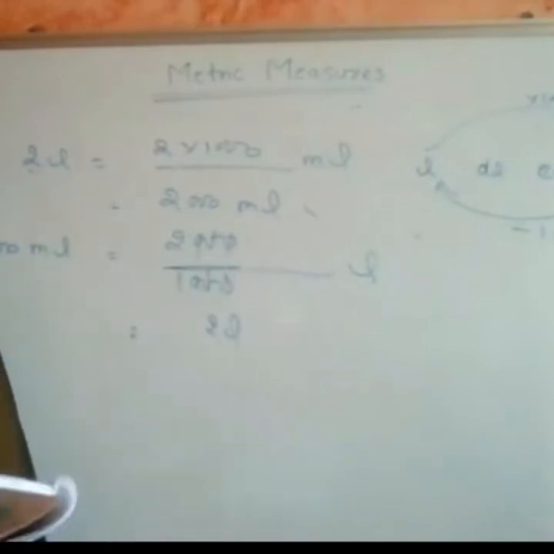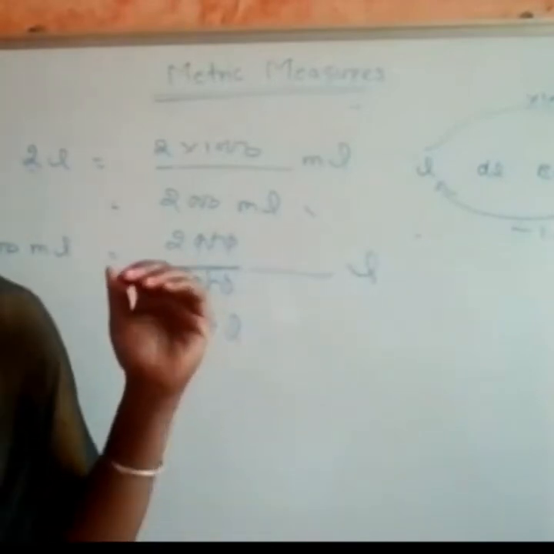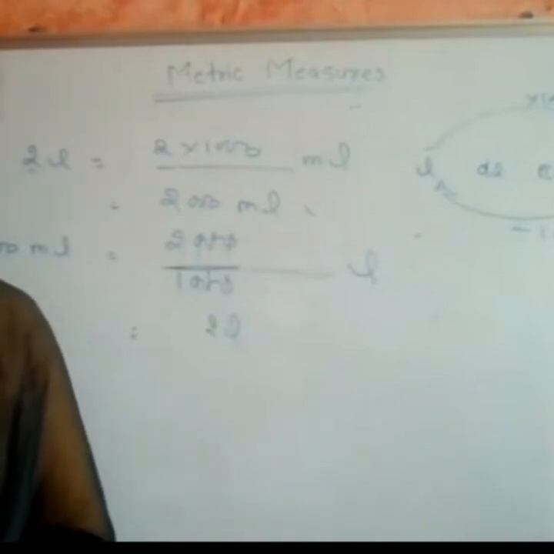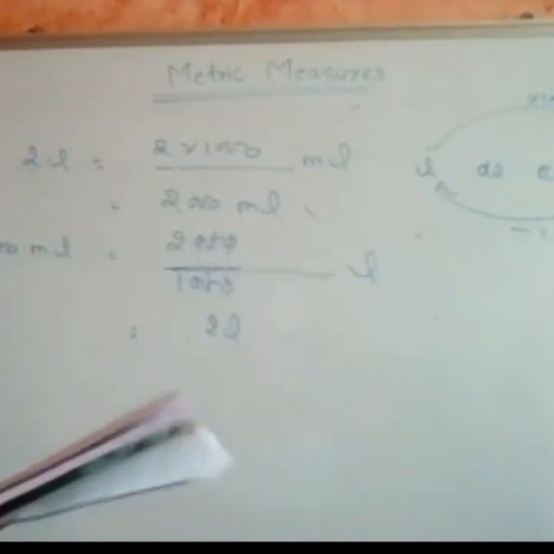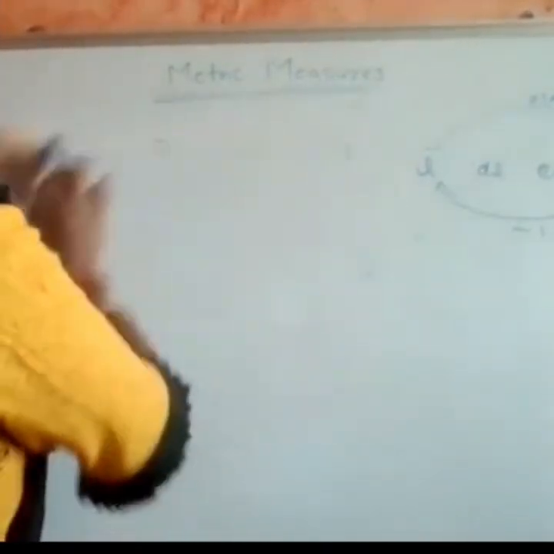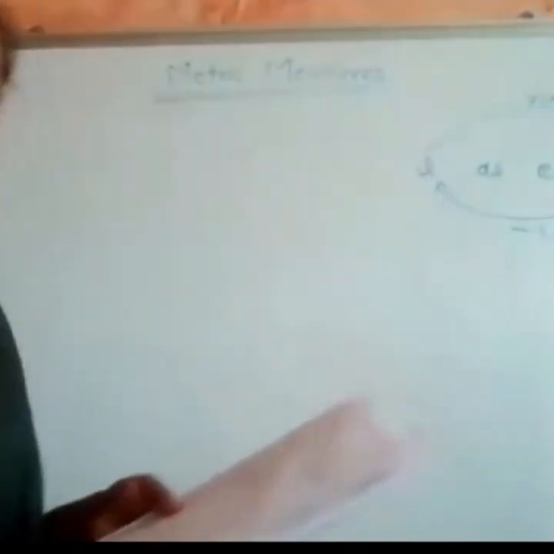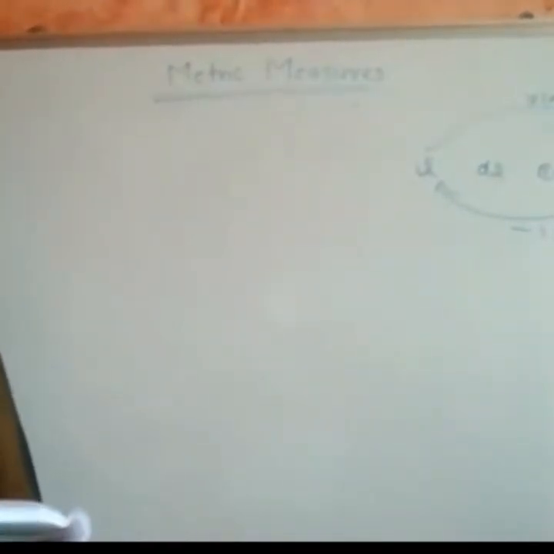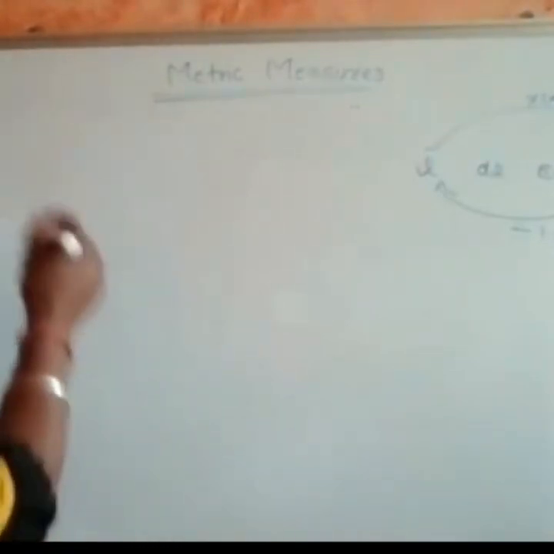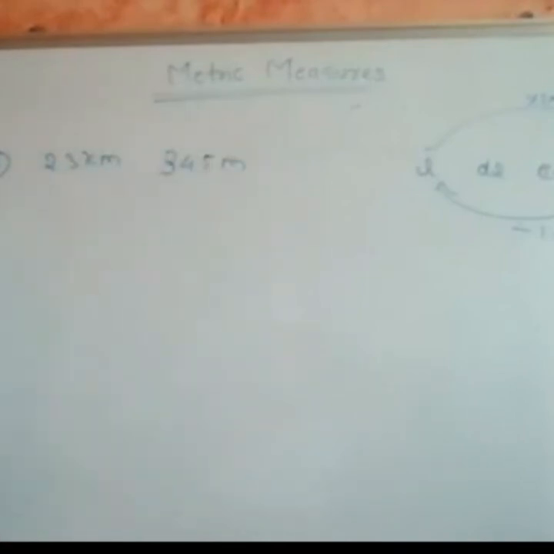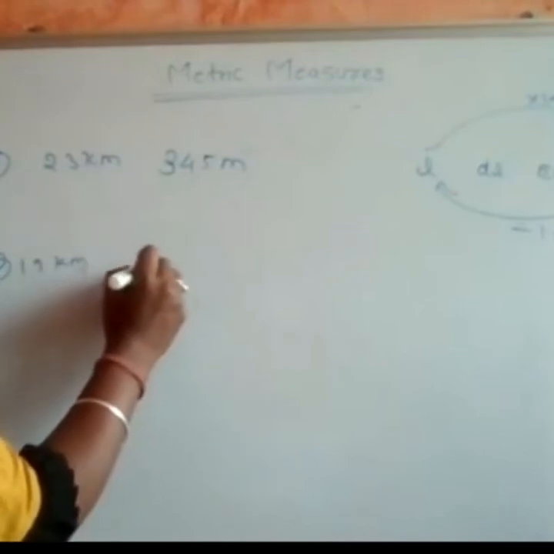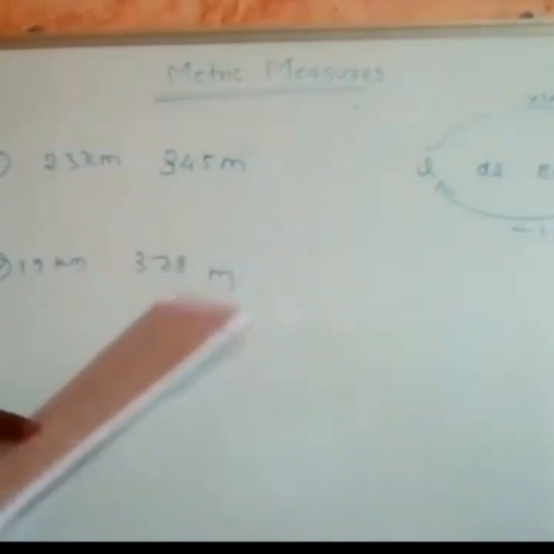At the end, they have the operations on measurement, where we add the quantities one by one. They have given a problem-based question: David participated in a marathon race. On the first day he ran 23 kilometer 345 meter, and on the second day he ran 19 kilometer 378 meter. What is the total distance that he ran?